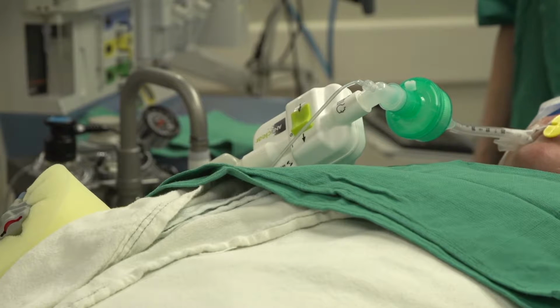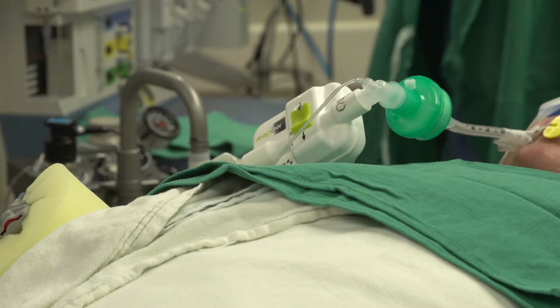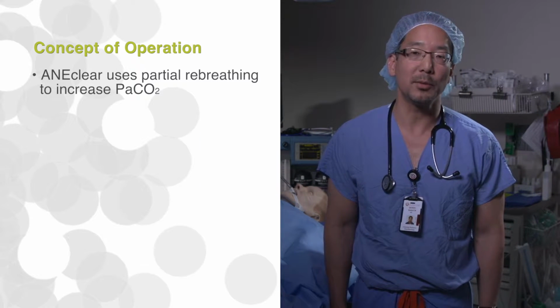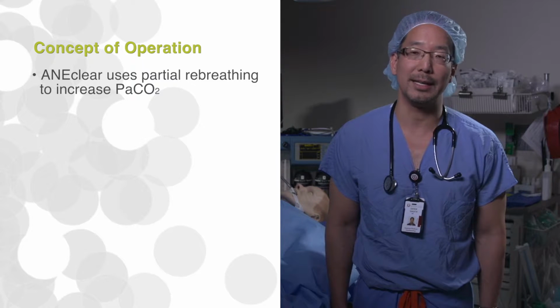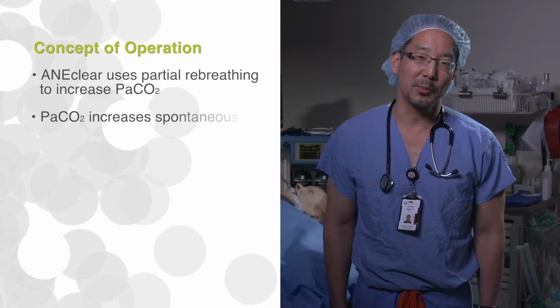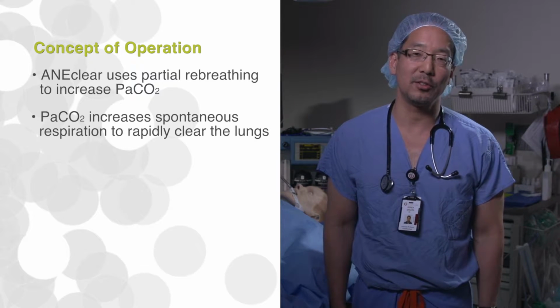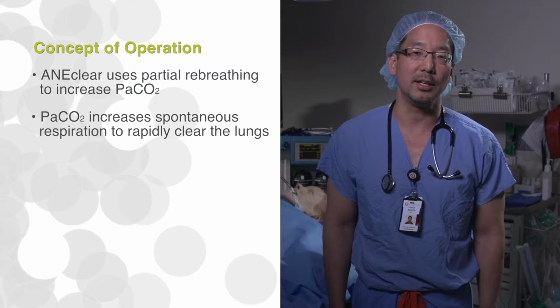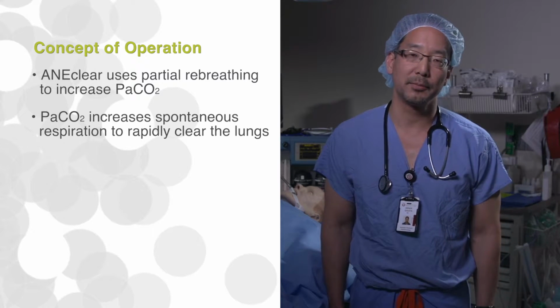ANEclear provides for a safer and faster emergence from inhaled anesthetics in spontaneously breathing patients. During emergence in your spontaneously breathing patients, an activated ANEclear utilizes partial rebreathing of carbon dioxide to raise the partial pressure of carbon dioxide in the blood. This respiratory stimulant increases the patient's spontaneous minute ventilation, which accelerates clearance of the inhaled anesthetic from the lungs.